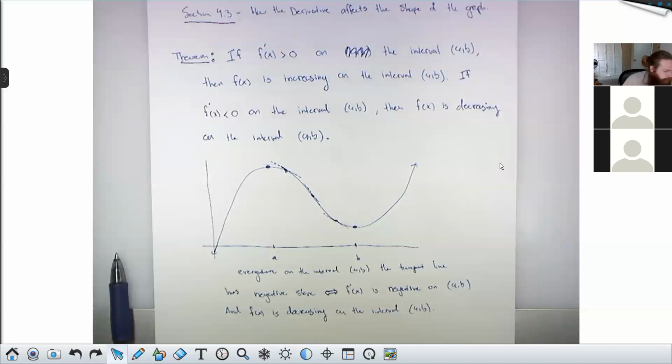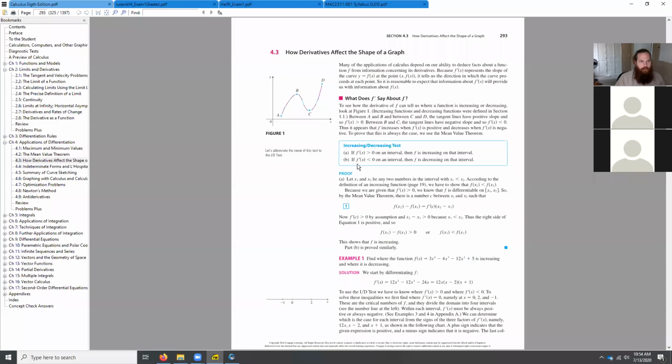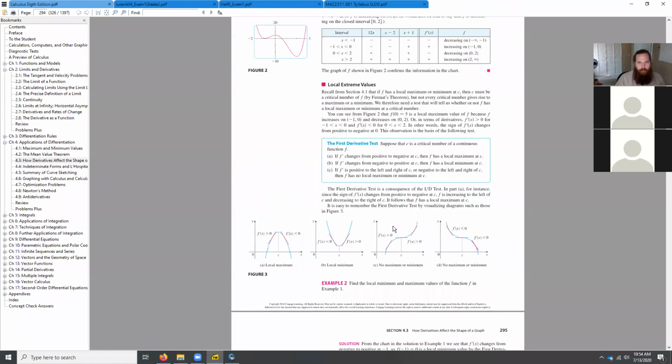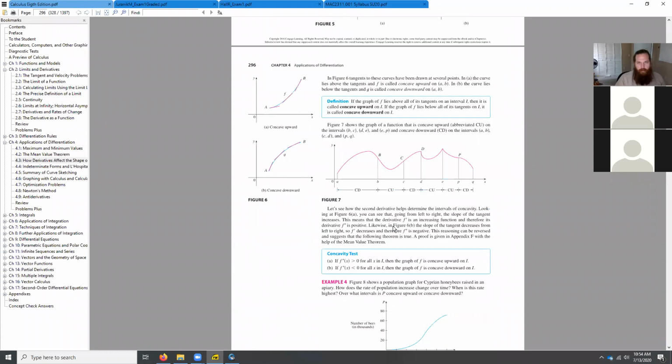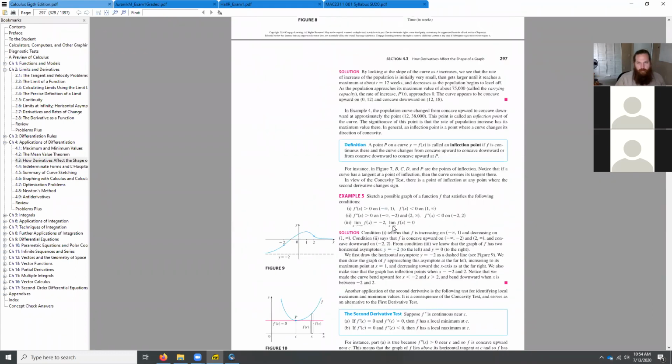So I'll solve one little problem like that, and then we'll have to stop for the day. So I'll grab this out of your book. There's no harm in that. We're going to talk about the first derivative test and extrema on Wednesday. We'll talk about concavity on Wednesday.